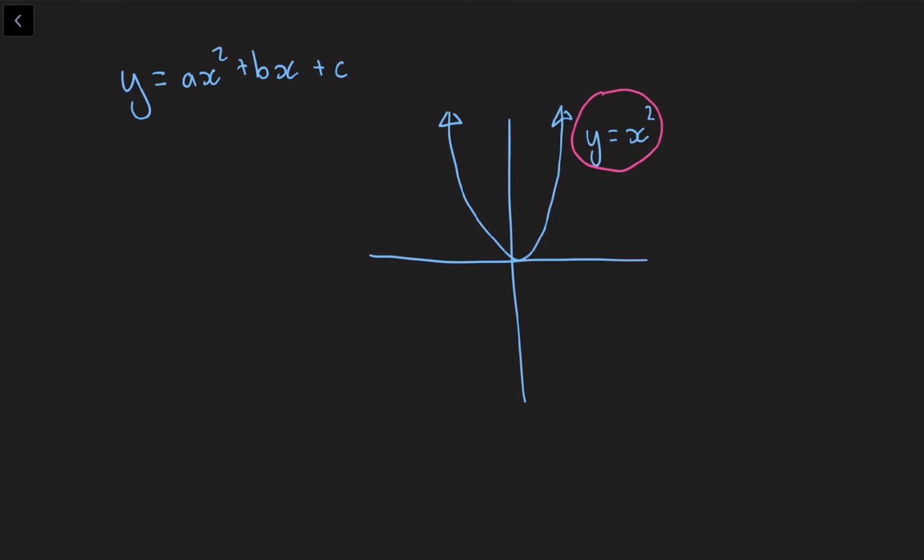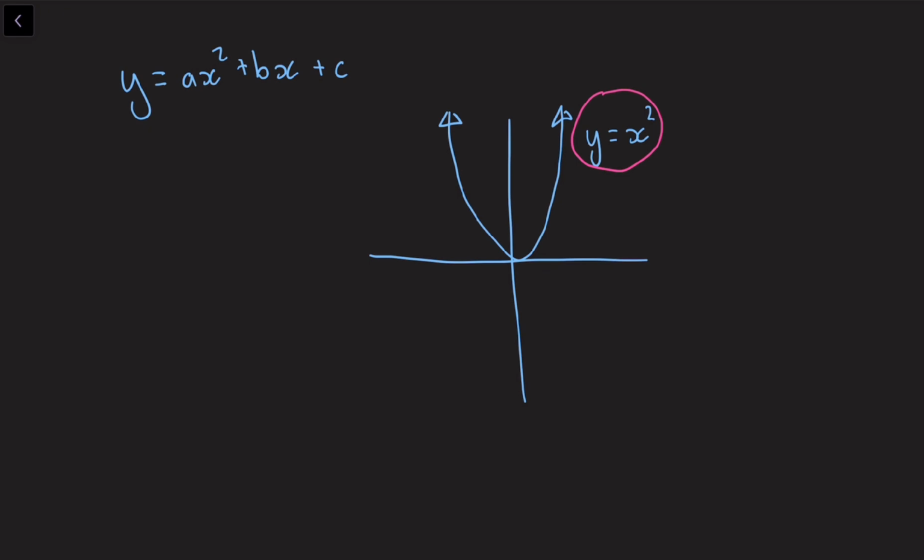Well, the y is just the y coordinate, and we can use this ax squared plus bx plus c to actually find the y coordinate. The x is obviously the x coordinate, and we can do some fancy stuff by plugging in some values for x to find some values like, for example, the y-intercept.